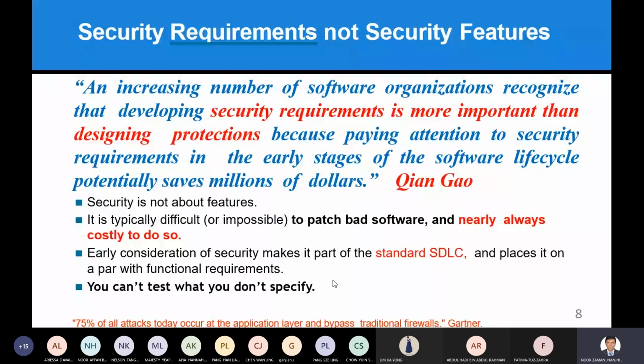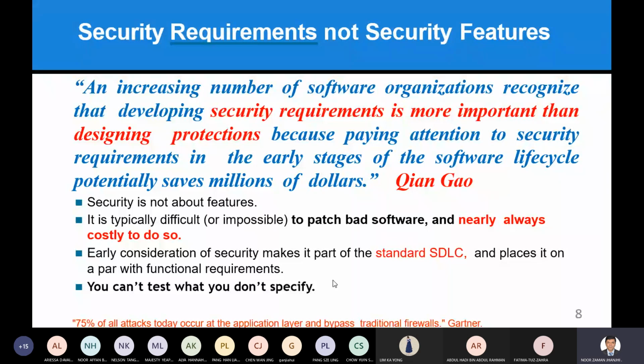So this is highly important. Security is not about the features. You need to be very clear about that. Do not think that if we provide this feature and this feature and this feature, then our program will be secure. So don't measure security in terms of features. You need to measure the security requirement, or security in the security aspect.